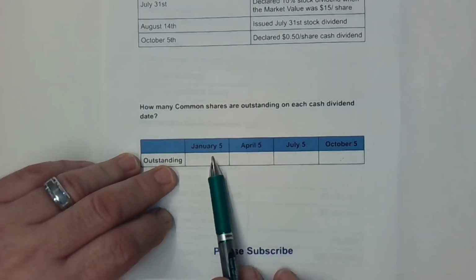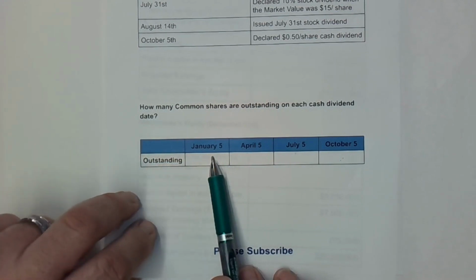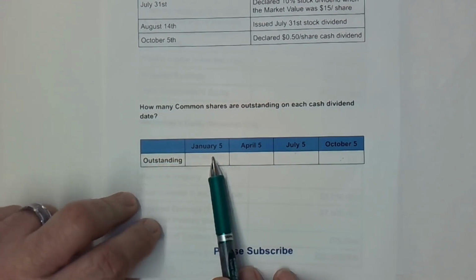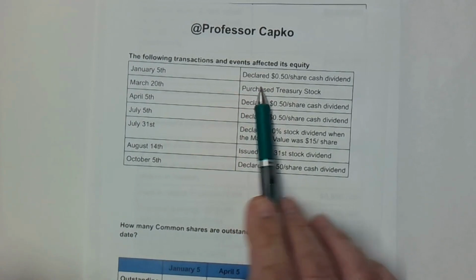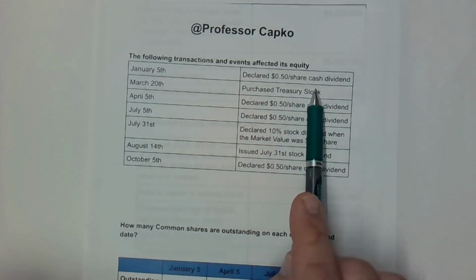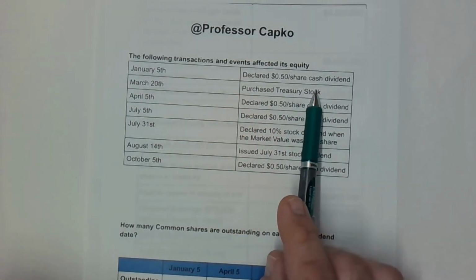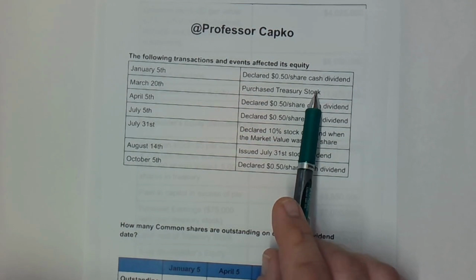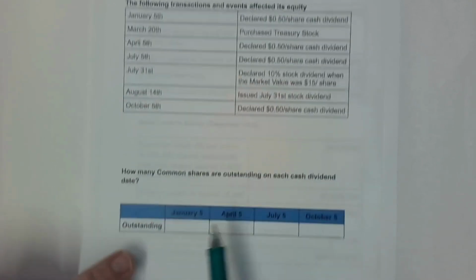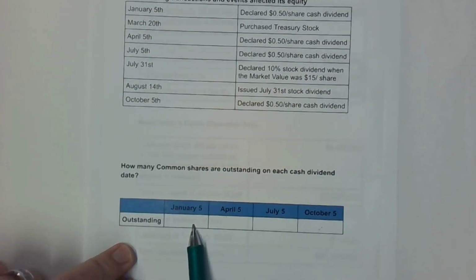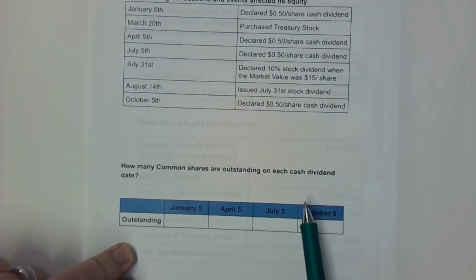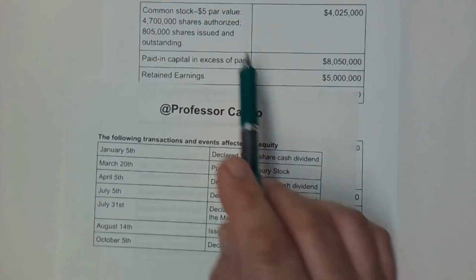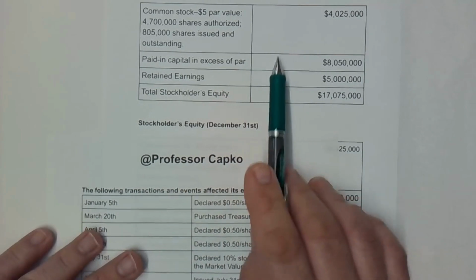Our first date is January 5th. So that's toward the beginning of the year, and we want to know how many shares are outstanding. And we want to know that because they're going to declare a cash dividend. In this video, I'm not going to dive into calculating the amount of dividends because I have that in a different video, but we're going to show how to calculate the number of shares upon which we're going to pay the dividends. Let's take a look at our beginning of the year information here.